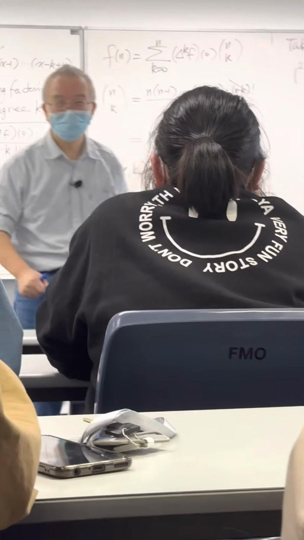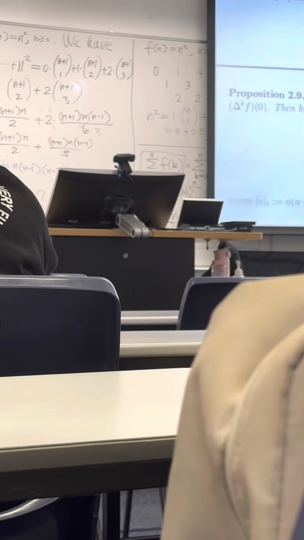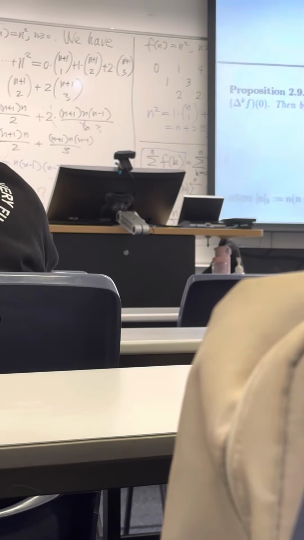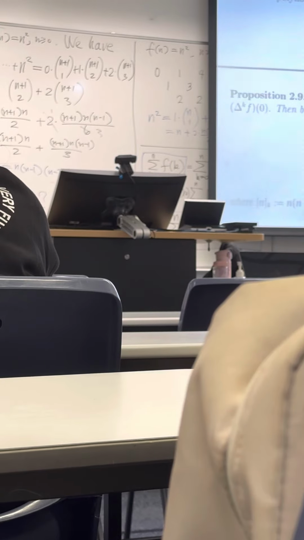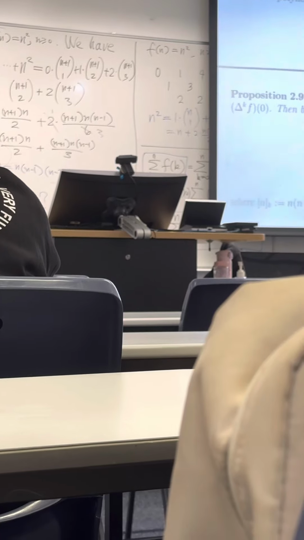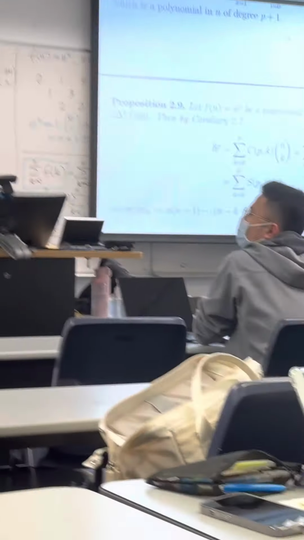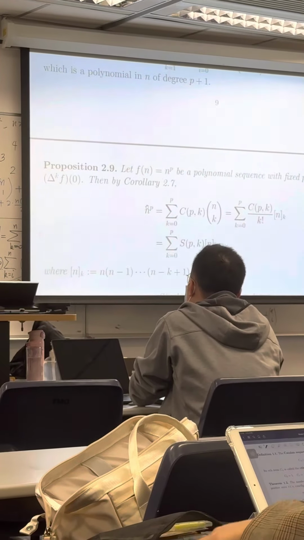Because for n equal to 0, the first term is 0. For n equal to 1 and n equal to 2, that's also equal to 0. Only starting from n equal to 3 will it be non-zero. So this one is simpler, actually. The difference table is simpler.